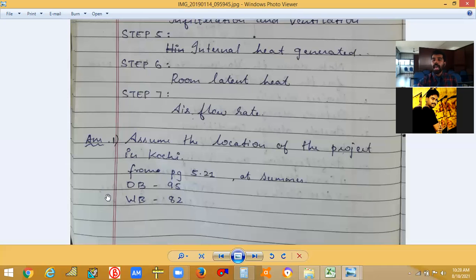When we are doing it with HAP, we just give the location. All these variables, wet bulb, latitude, everything, will be generated by the HAP software itself. So we don't have to check all these graphs. Just give the location, and we'll get all the other values generated by the software. That is the advantage of that software.